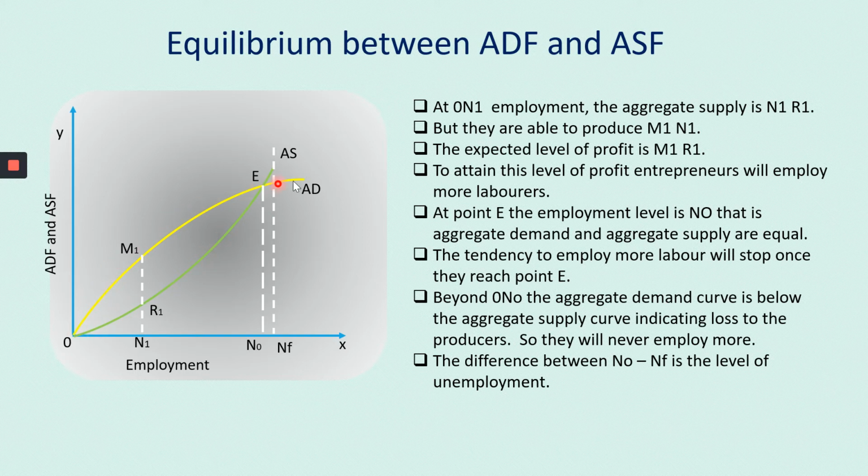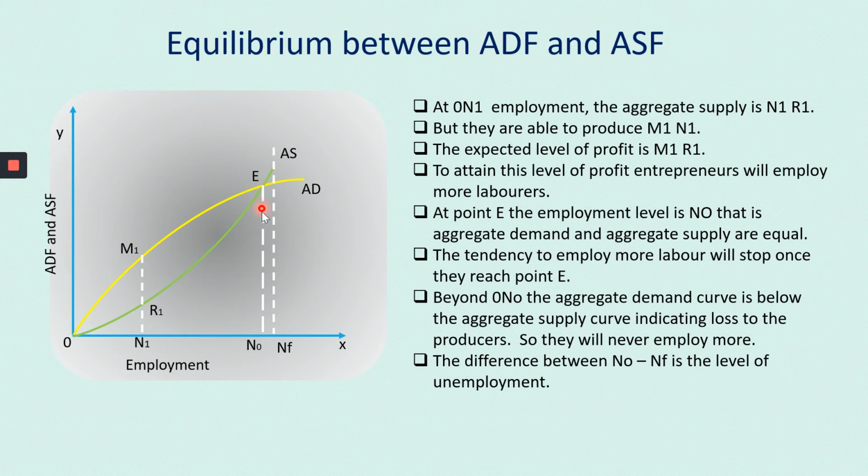So the aggregate demand and the aggregate supply meet at a point called E. Can you see this point? The aggregate demand curve and the aggregate supply curve meet at a point called E. This point is called equilibrium. That means aggregate demand is equal to aggregate supply, or you can also say it is effective demand. Equilibrium is a place where the aggregate demand curve and the aggregate supply curve cut each other or intersect. So this is the point of equilibrium.